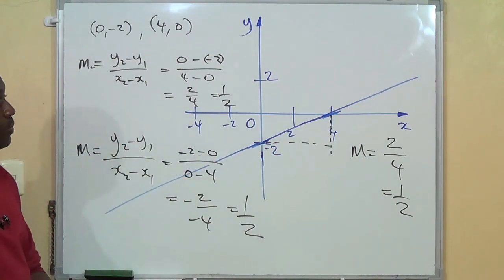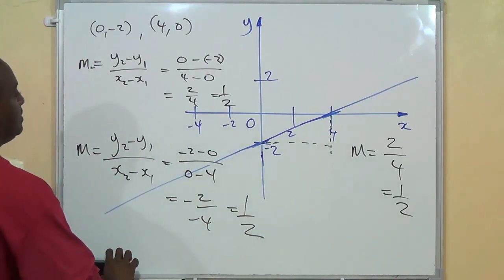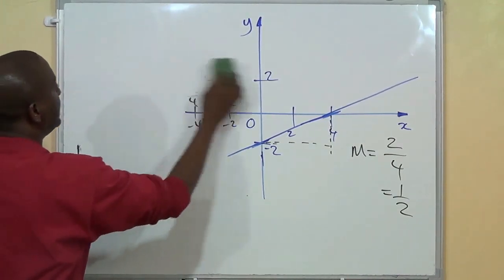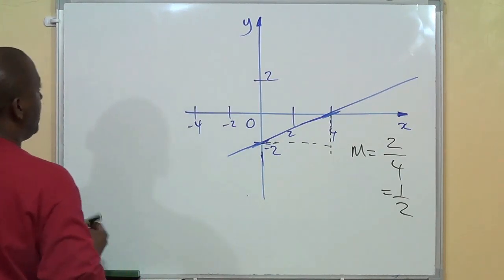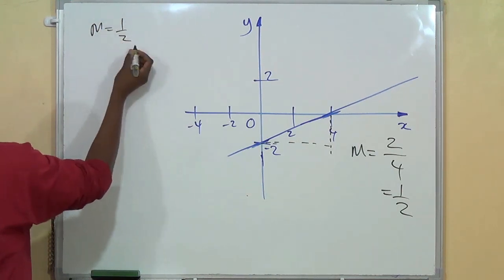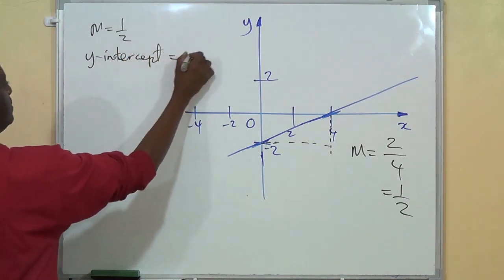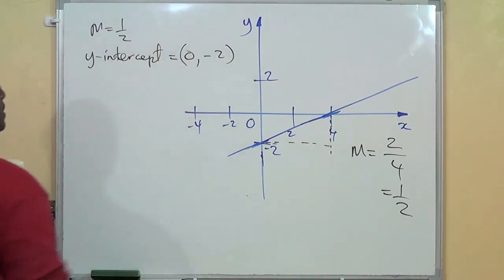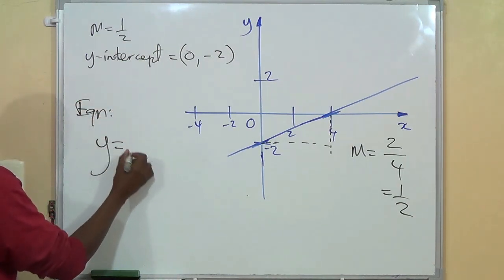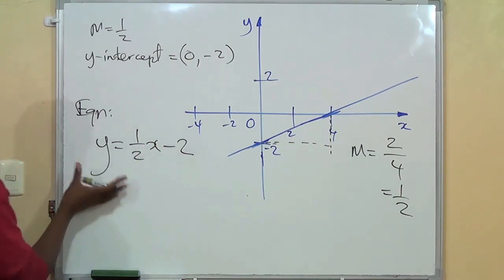You could revert now to the simplest form of the equation of a straight line, which is the form y is equal to mx plus c. So we're going to rub this off now. And we know the m is equal to a half, and your y-intercept is 0, minus 2. Therefore, the equation of the line is that y is equal to a half x minus 2, right? That is the equation of the line.